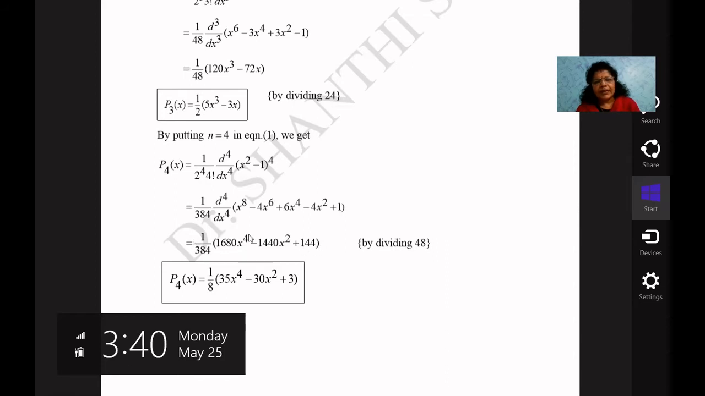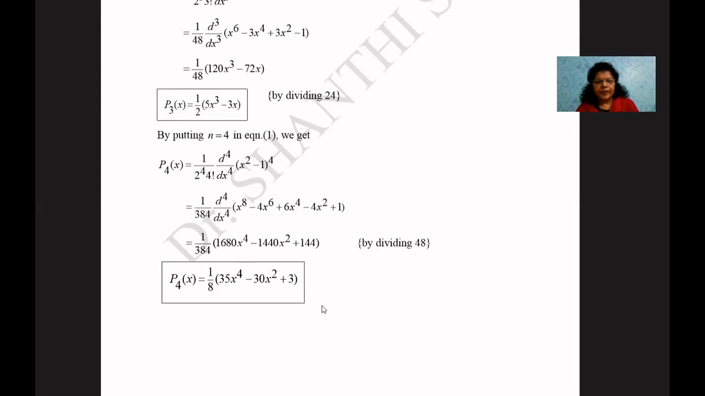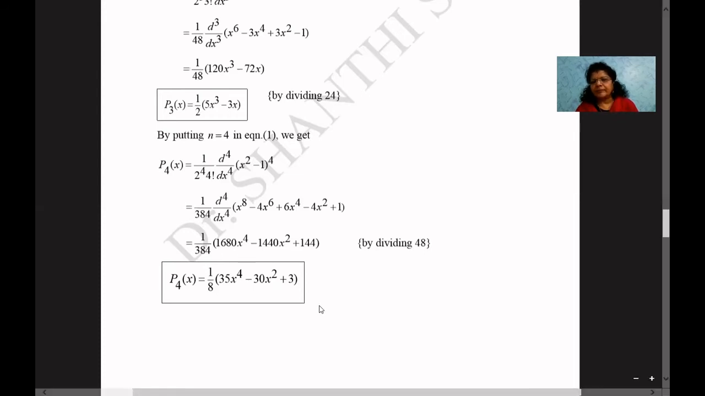Correct? This and this you can divide by 48. This is the multiple of 48, so 48 you take common outside. So you will get 35 x power 4 minus 30 x square plus 3, with 48 taken outside. Denominator is 48 into 8, which is 384. So you can divide both numerator and denominator by 48. You will obtain P4 of x.